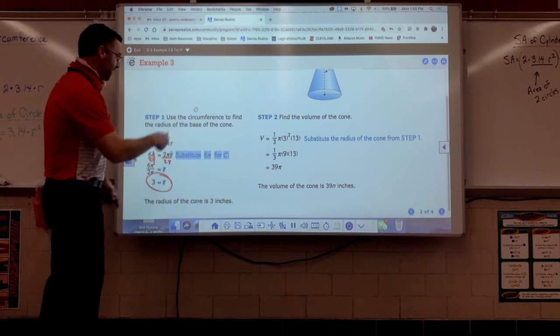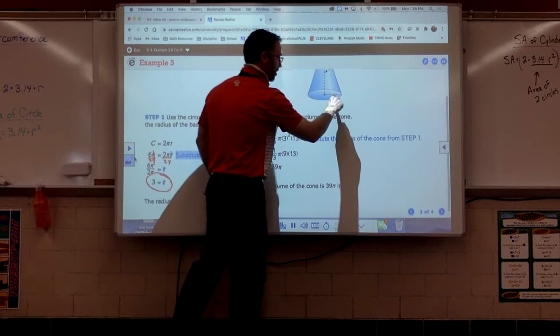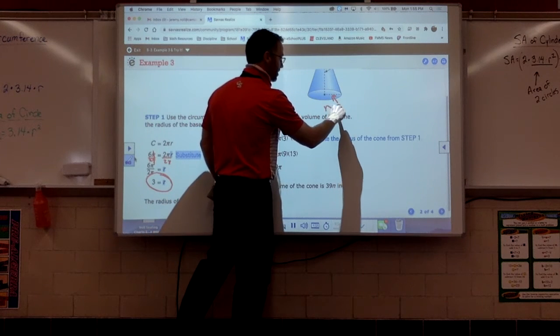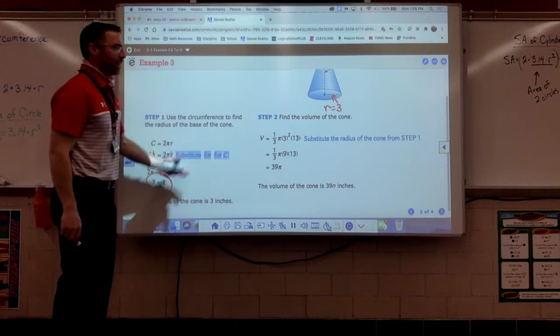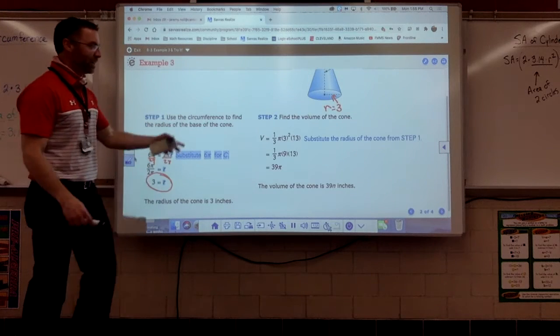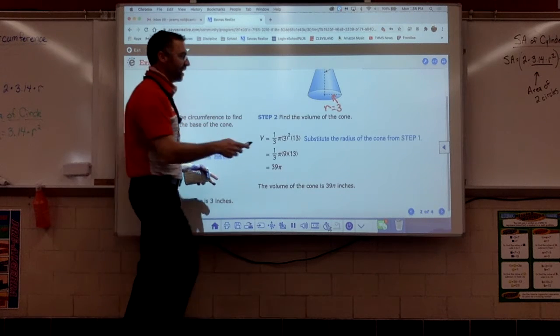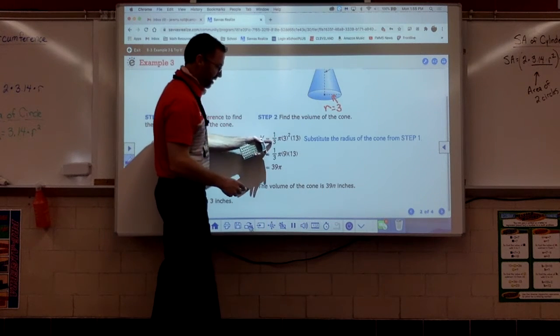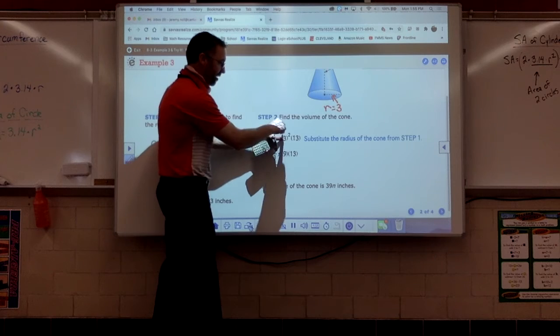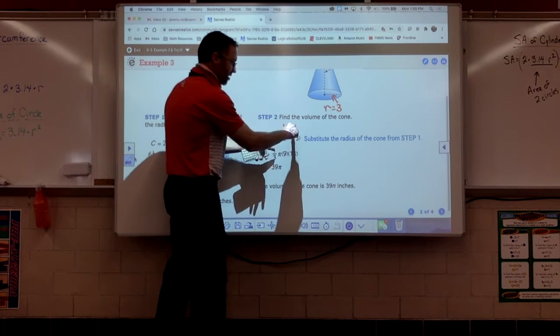Okay, the radius of that cone is now 3. Okay, the radius is equal to 3. Now we're home free. Now it's easy. We have the radius. Do we have the height? That's the only 2 things you need. You need the radius, you need the height. Substitute it in there, boom, look what they did. 1/3 times pi times 3. There is our radius, and there is our height.